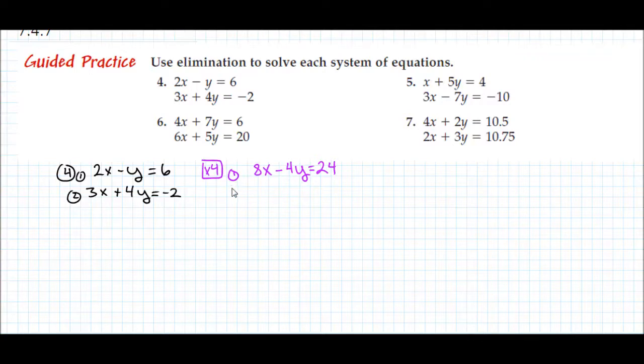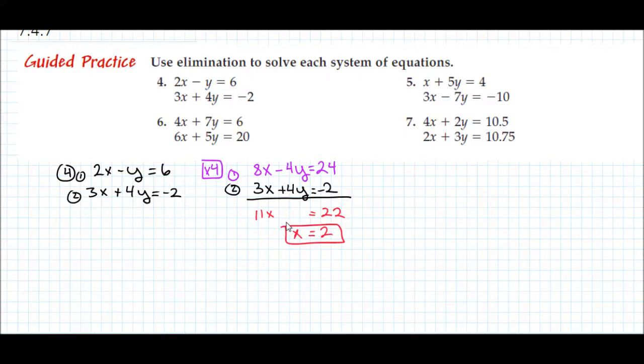So let's draw our equation 2 right back underneath it. 3x plus 4y equals negative 2. Now we can just add these to come up with a new equation. So I get 11x, the negative 4y and positive 4y would cancel, equals 24 minus 2 is 22. So 11x equals 22. So I can say divide each side by 11. So x is going to equal 2.